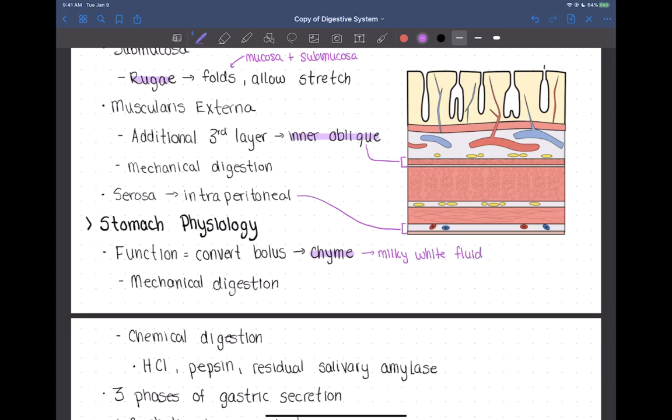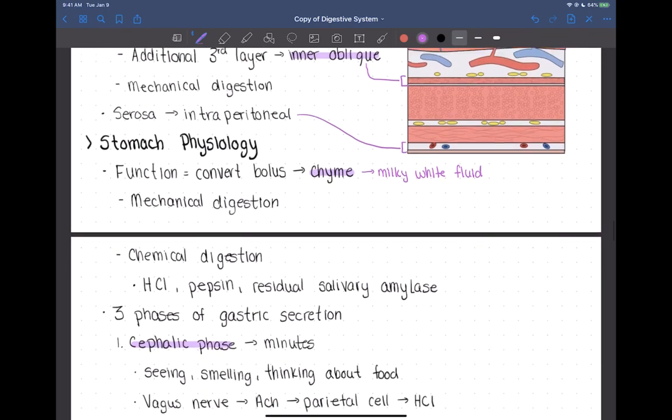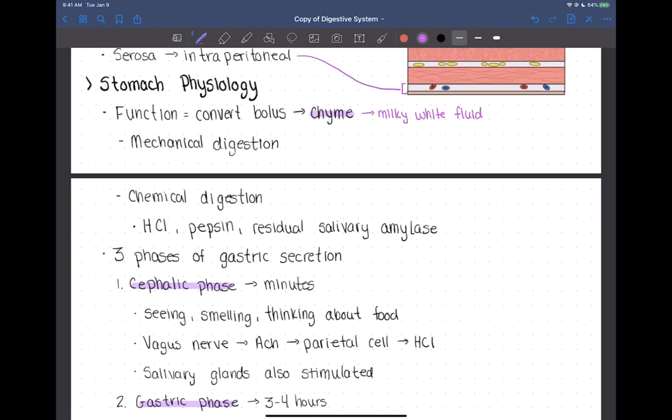Okay, so we're going to convert that bolus into chyme. And so that's going to happen, like we said, through mechanical digestion, with those 3 layers of the muscularis externa, and through chemical digestion. All right, and so we just mentioned the stomach, those parietal cells are secreting a lot of HCl. All right, the chief cells are making that pepsin.